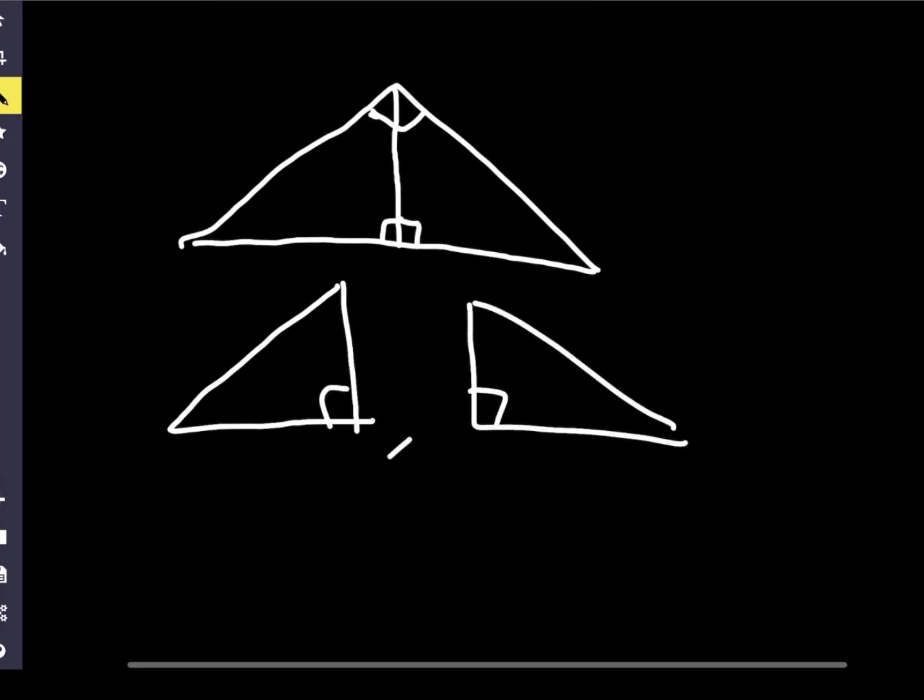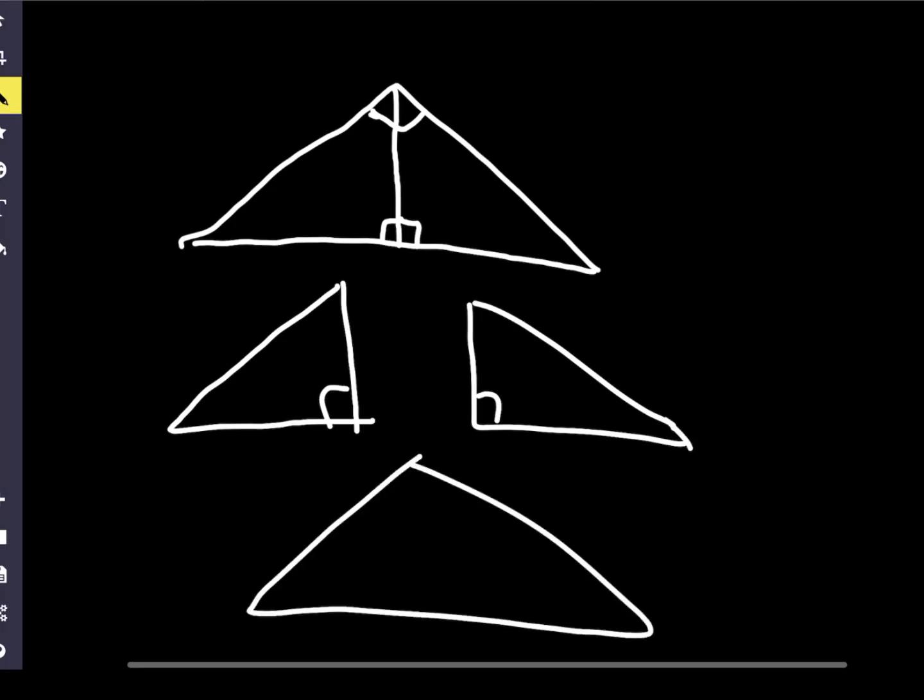Now, what's going to happen is that if I separate these triangles, there are actually 3 triangles here. This triangle, this triangle, and the big triangle. I already have the big triangle drawn, but I'll draw it again. These triangles are similar, which is actually kind of crazy.